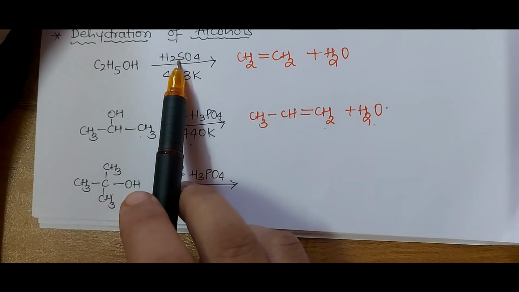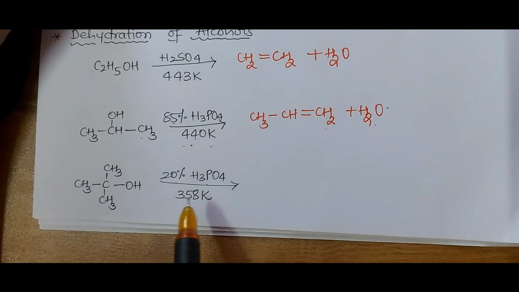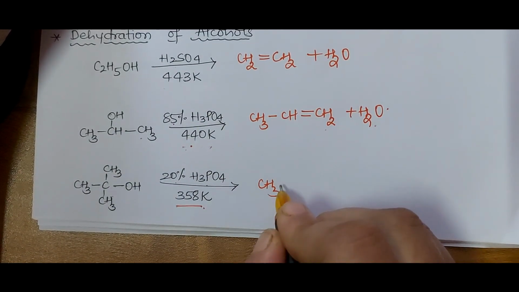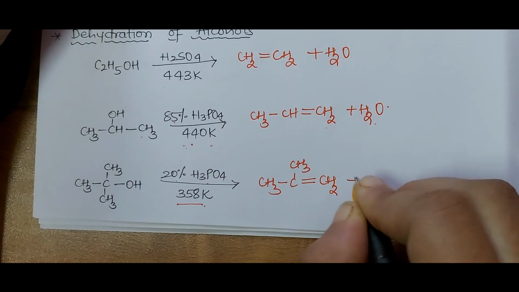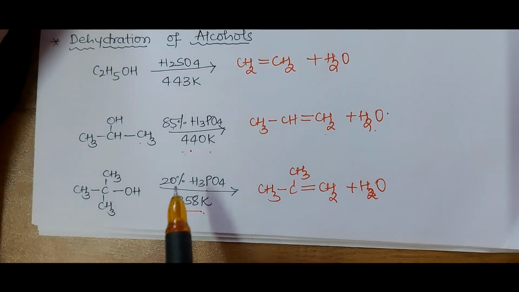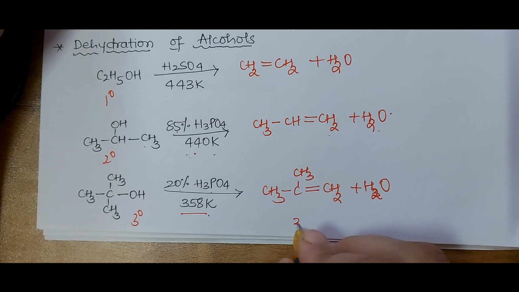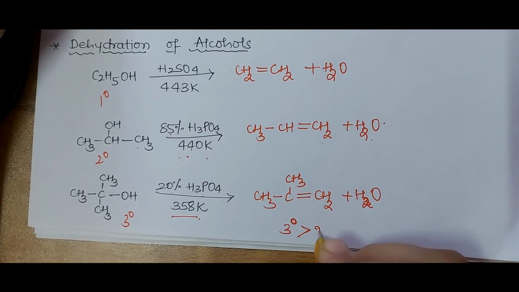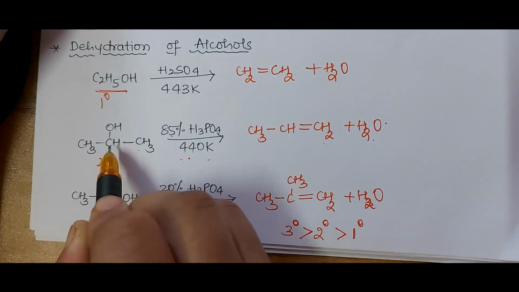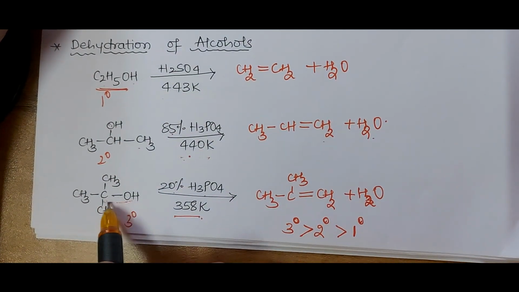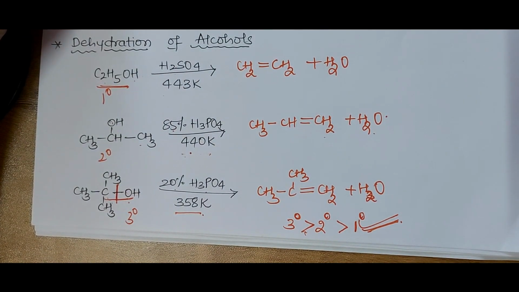And when you consider tertiary, you see here for primary it was concentrated H2SO4, for secondary 85% H3PO4, and here 20%, and even the temperature is the lowest here when compared to the above. The product obtained is easily an alkene due to dehydration, that is 2-methylpropene, by the loss of a water molecule. Since we see the change in the concentration of acid and the temperature for 3 different alcohols, we can conclude that tertiary easily undergo dehydration when compared to secondary, and secondary more easily than primary. So the correct order of dehydration of alcohol is tertiary, which easily undergo breaking of the C-OH bond and hence are more reactive than secondary, than primary.